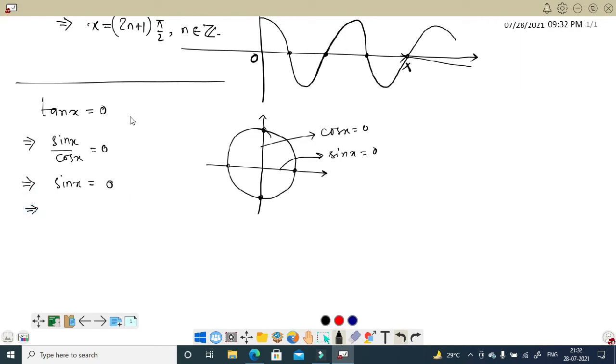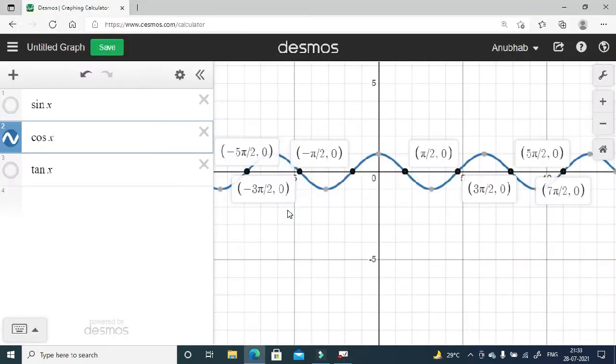So tan x equals 0 and sin x equals 0, both are having the same set of solutions, because these equations are ultimately equivalent. Wherever sin x is becoming 0, only then tan x is also 0. So we can easily write that x is equal to n pi is also the solutions of tan x equals 0, where n is an integer. So let us see now whether it is true from the graph.